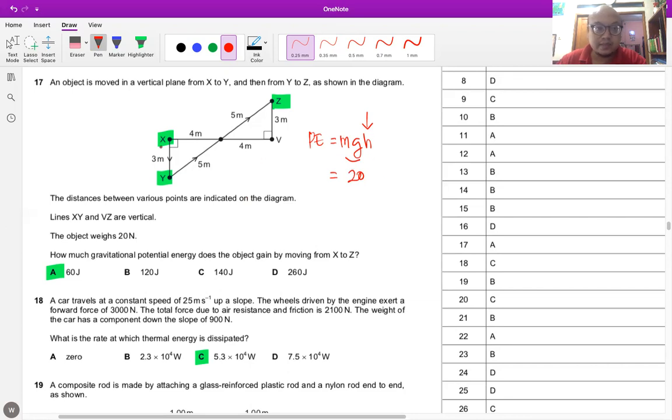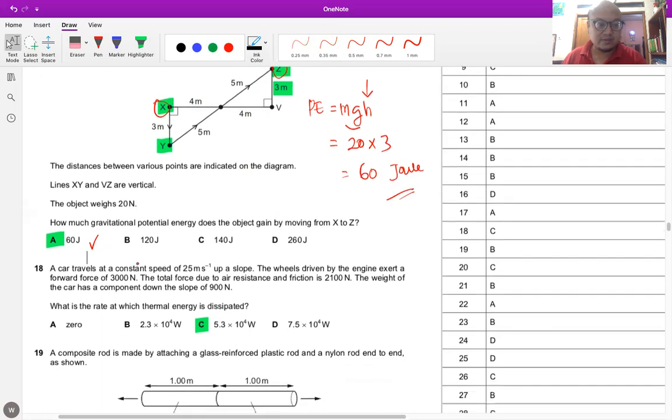So H means from X to Z, because this is only 3 meter in the vertical line. They don't give any relation about the 4 meter, 5 meter, or 3 meter here. They only have H between Z and X, in the vertical line. This is 3 meter. So this is 20 times 3, 60 Joule. Yeah, that's it. I hope you understand.